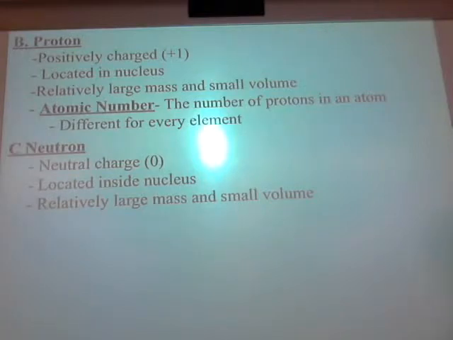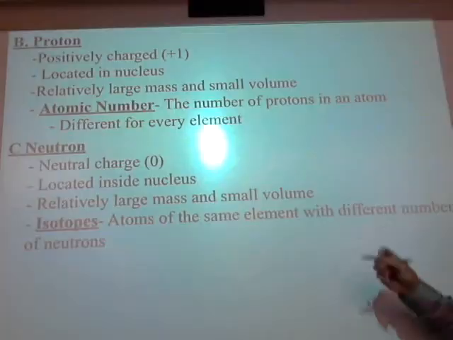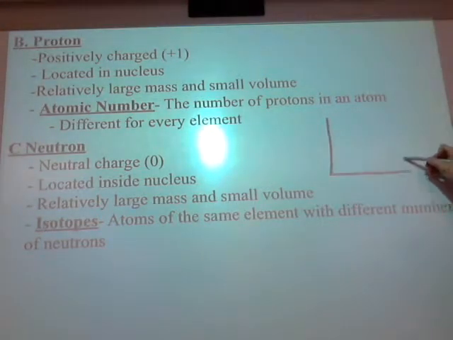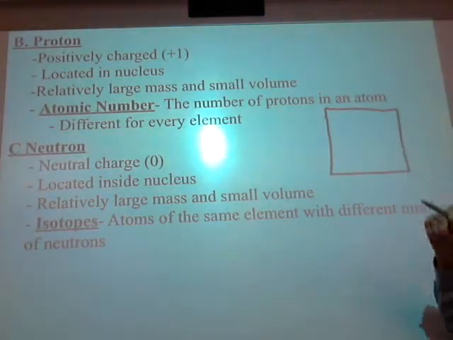What do we call atoms that have a different number of neutrons? What's the word we use for them? It's not ion, it's isotope. Atoms of the same element with different numbers of neutrons in the nucleus. I'm going to draw my little carbon here. I like to use carbon early on, and he's right up there on the periodic table anyway.